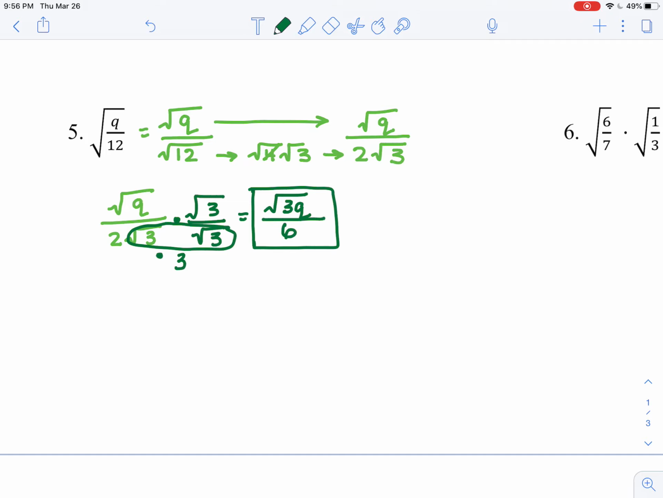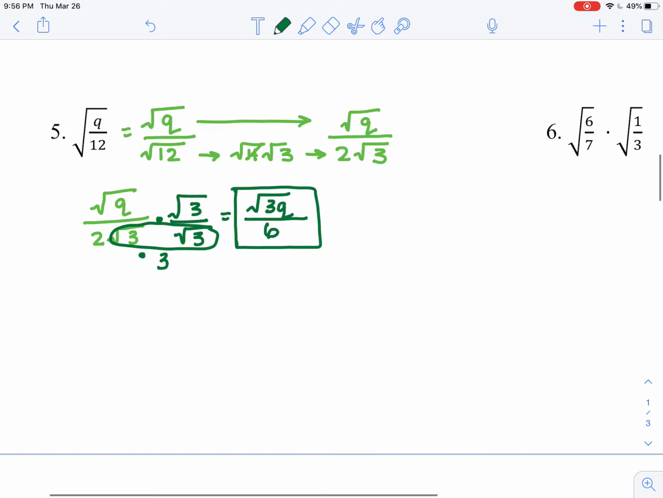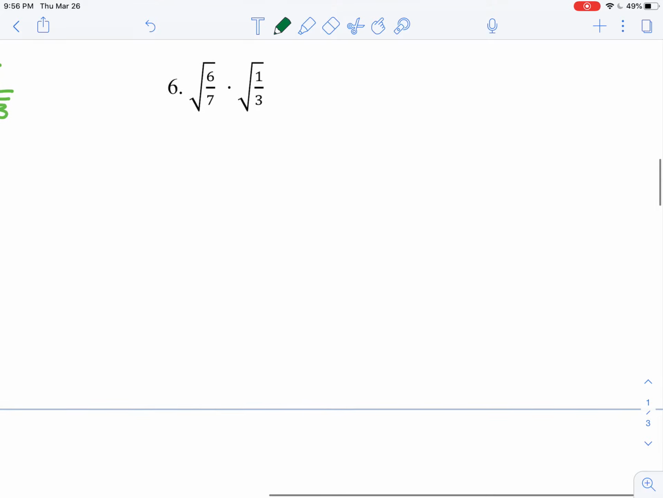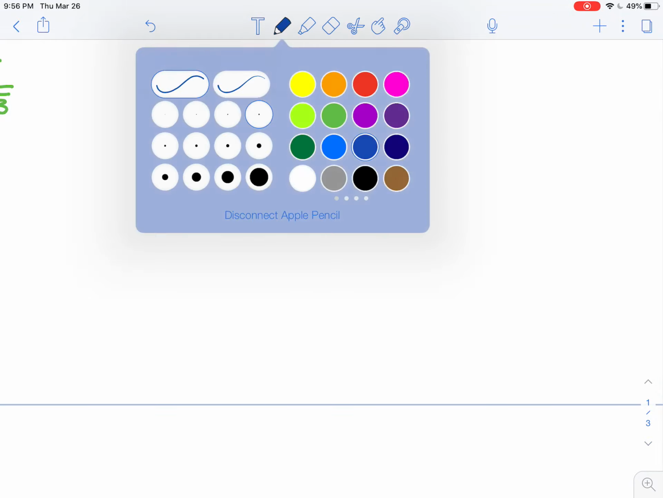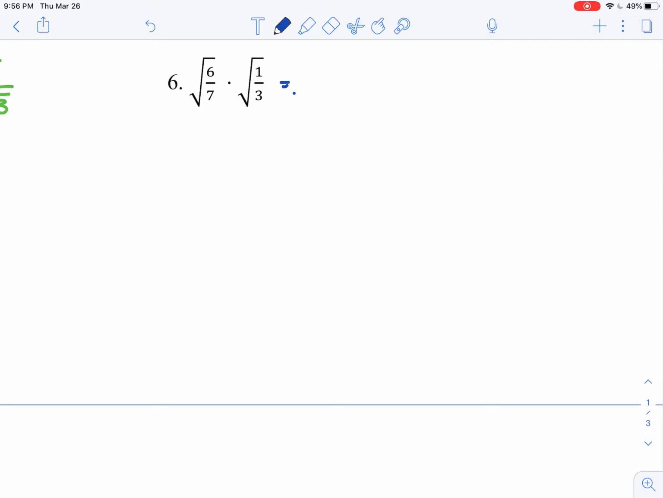And now in the last question, number 6, we have the square root of 6 over 7 times the square root of 1 over 3. Let's multiply these two radicals first. When we multiply fractions, we know we multiply their numerators. So 6 times 1 is 6. And then we multiply their denominators. 7 times 3 is 21.